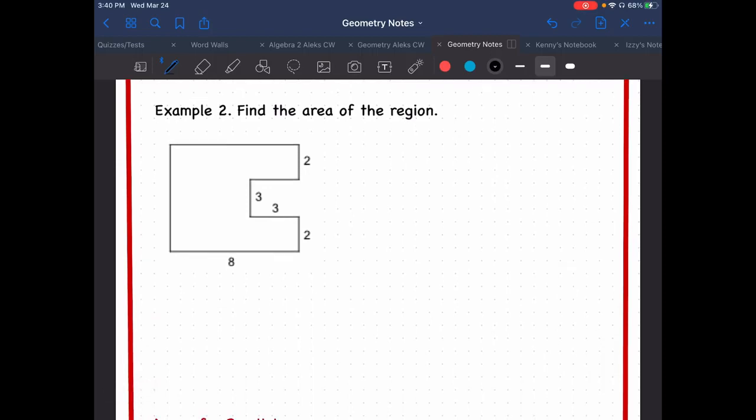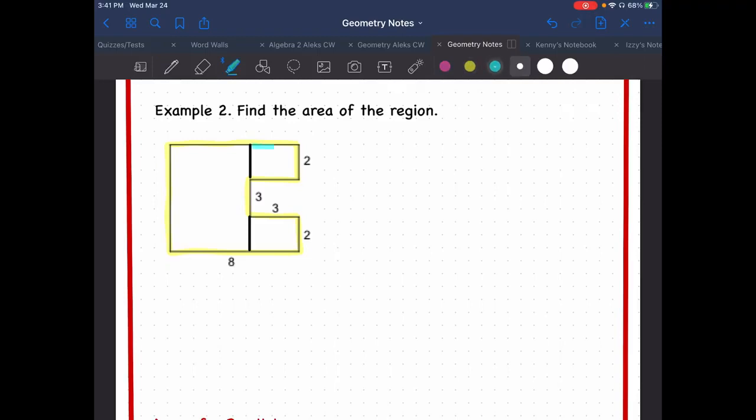Now they want the area of the whole region. I'm going to grab my highlighter here and highlight the whole region for you. So here's the whole region that I want you to find the area of. Now I'm going to tackle this by adding a line in here, and I'm going to put the line right here and right here. What I have done now is I have created 3 separate rectangles.